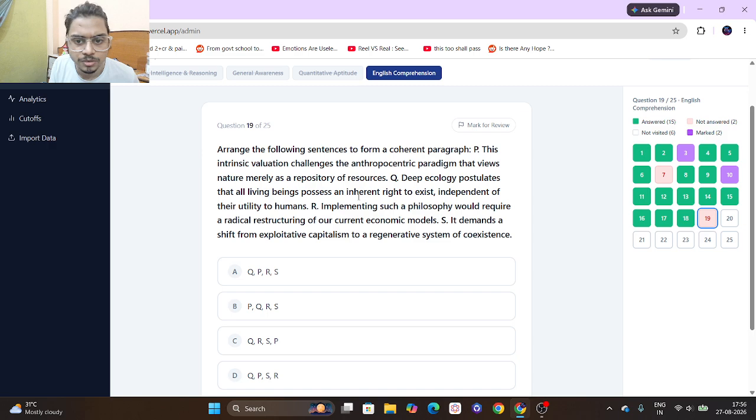This intrinsic valuation, deep ecology postulates that all living beings possess an inherent right to exist, independent of their utility to humans. It demands a shift from exploitative capitalism.